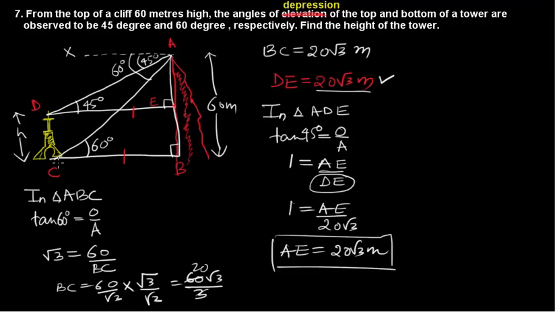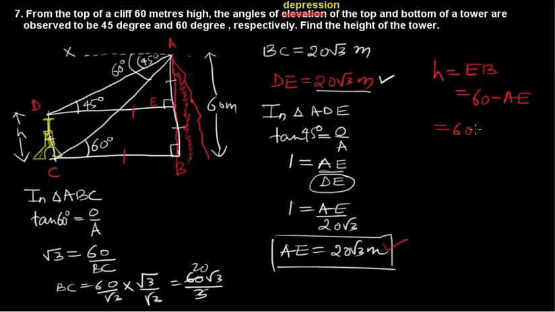Now we need the height of the tower. DC and EB are parallel, so EB is the height of the tower. EB equals 60 meters minus AE. So in the figure, H equals EB. Okay, so EB equals 60 minus AE, and AE we found out here.